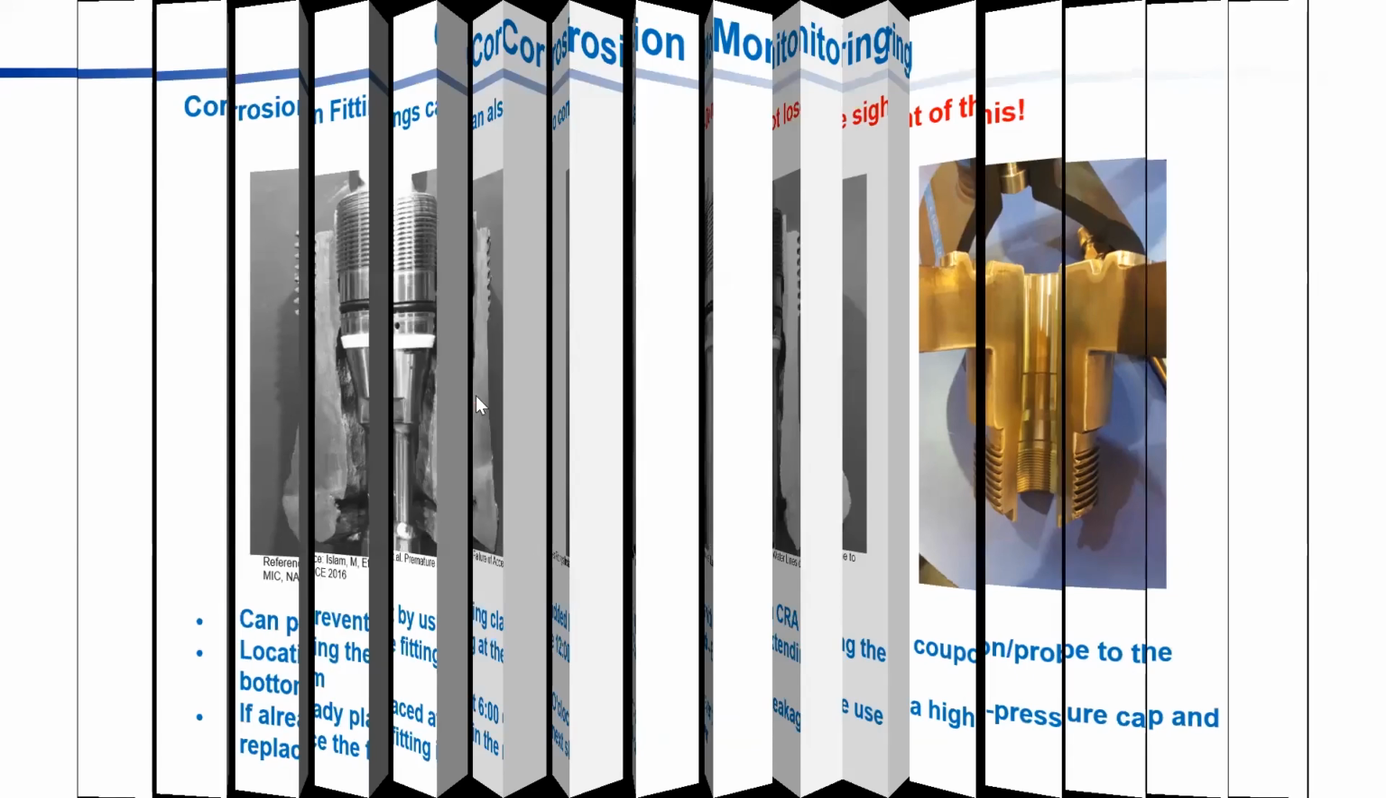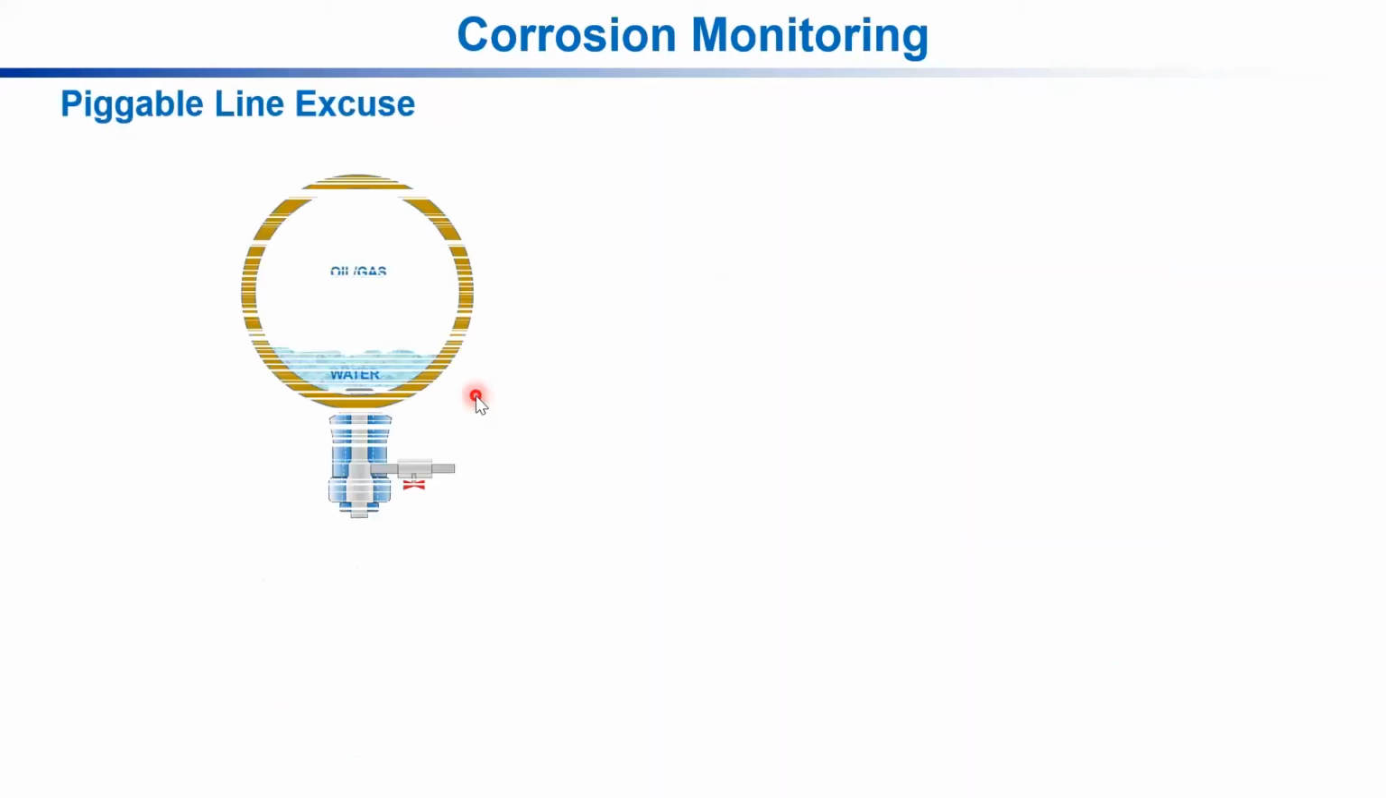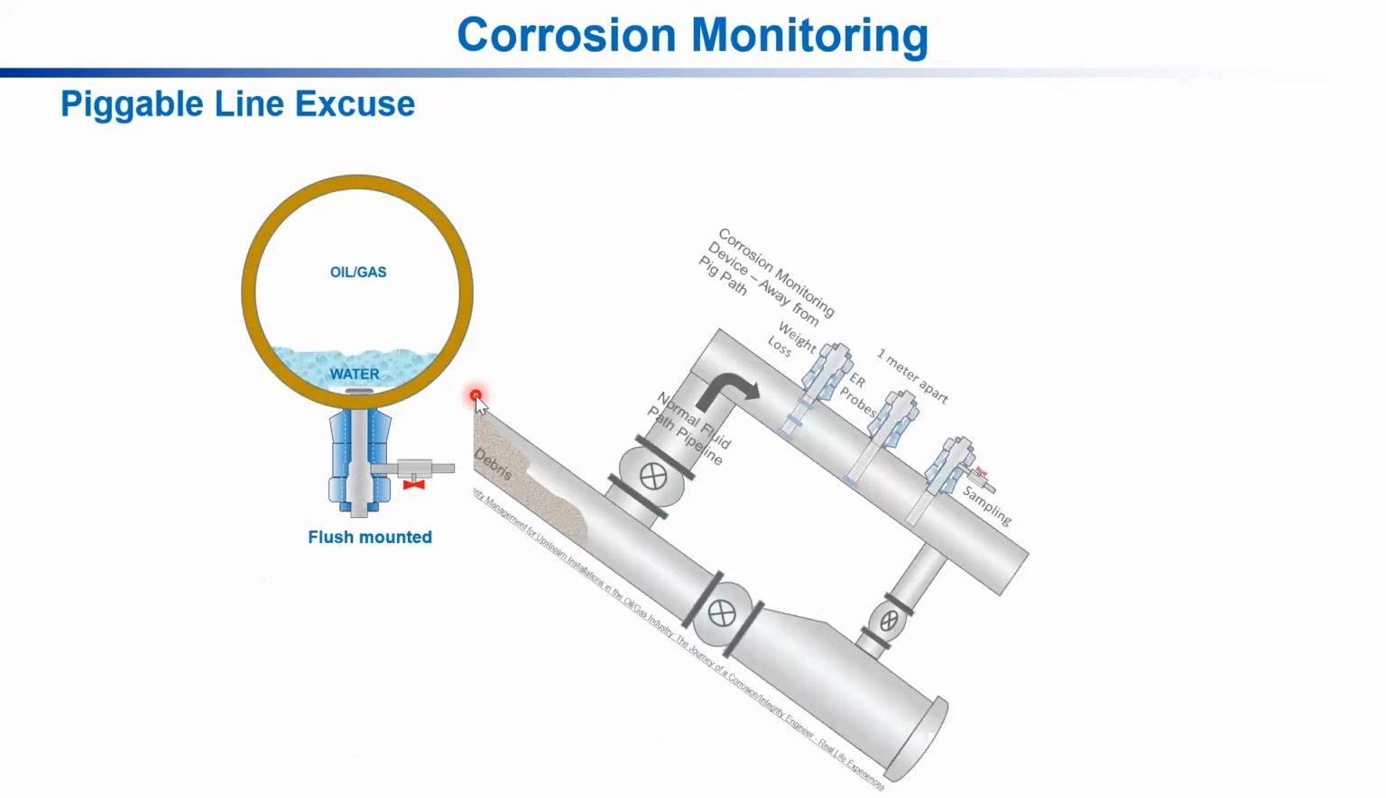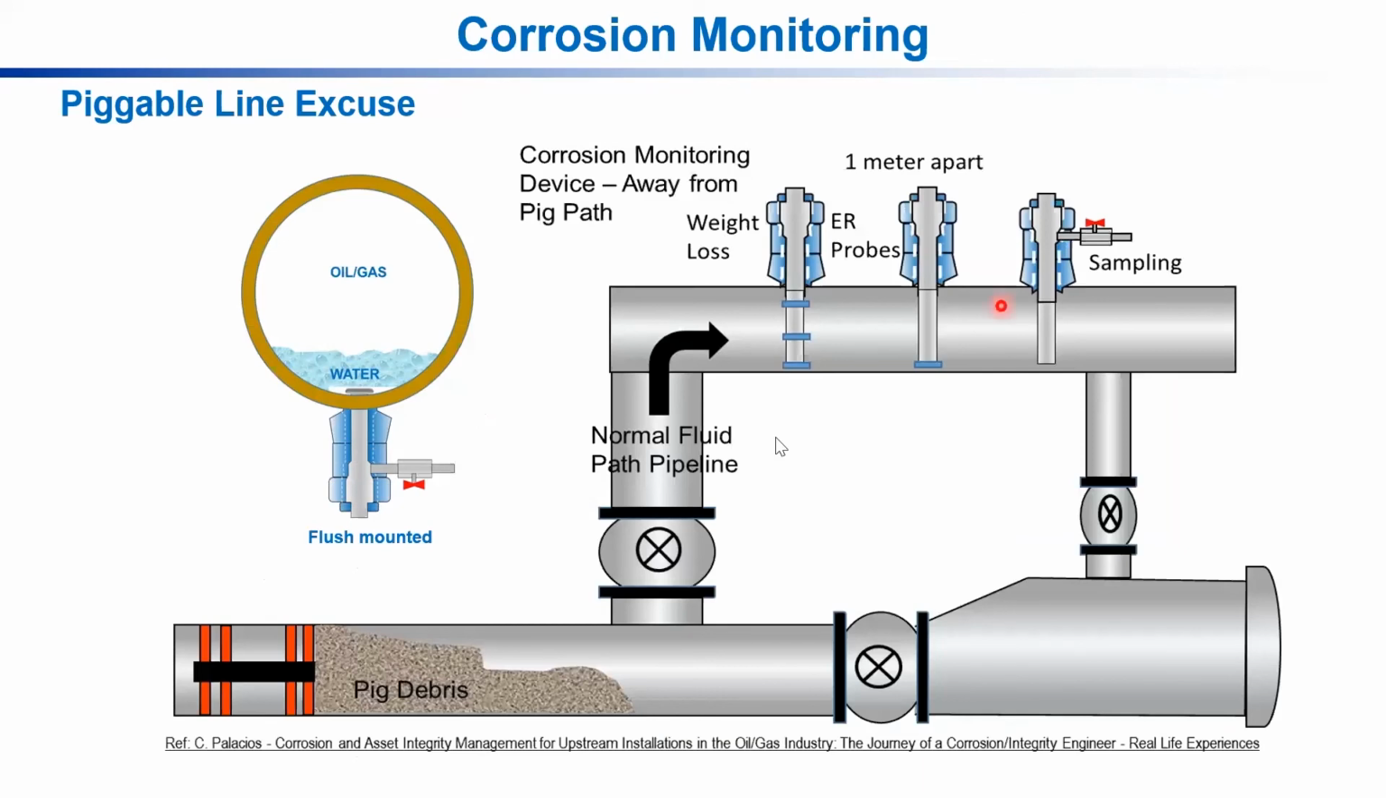Now, piggable line. We can, once again, always put it on the bottom of the line or put it away from the pig. This is the pig. The pig debris comes in. It's going to go this way, most of that pig debris. Only a little bit is going to be trapped right here on the pig trap. But as the fluid is going, you can install them here. You can have as many as you like.